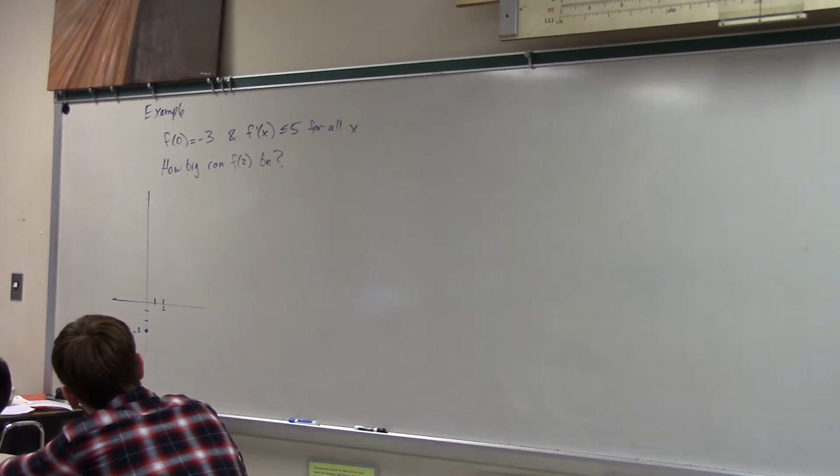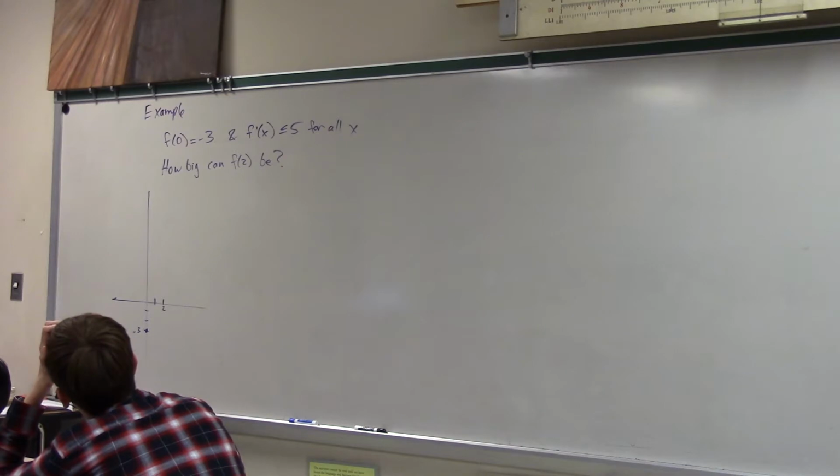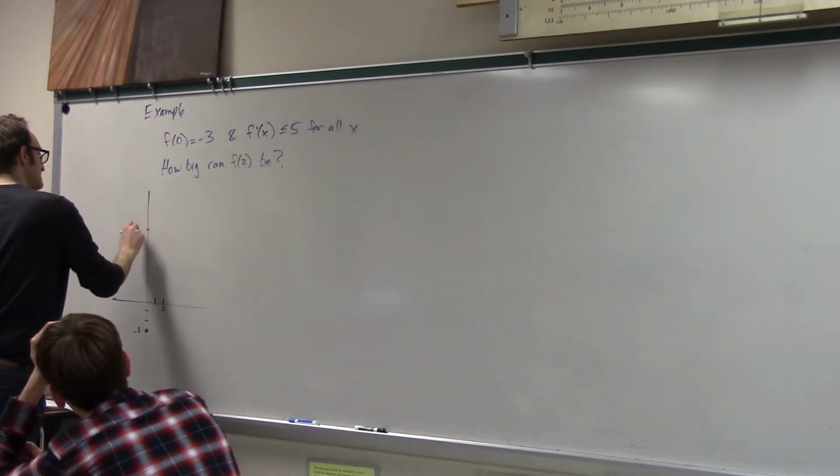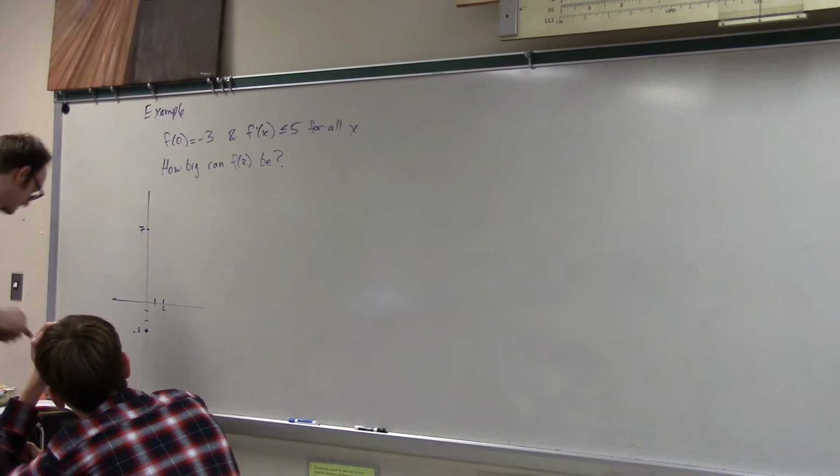Thoughts? f of 0 is -3. Calvin. Wouldn't it be 7, because the biggest the slope can be is 5? If you assumed it was constantly 5 all the way until 2, you could say move up 5 for each move over to the right. So that would be 10 minus 3, or 7. Yeah, pretty much, right? This is actually just common sense in some ways.